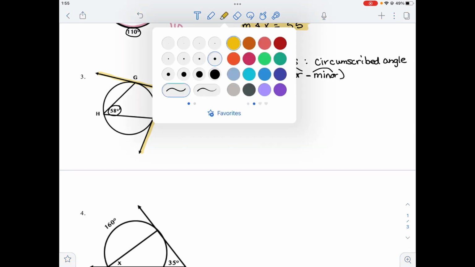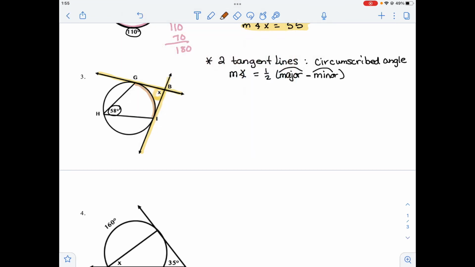If we look here at our minor, we know that we take that and we multiply it by 2, because it's double whatever we're going to have. So we're going to have 58 doubled, which gives us 116. This is 116. Okay, and now once we know this, if we look at the major, so from here to here, to find that, we're going to take 360 minus 116, and we end up with 244. So then this is 244.